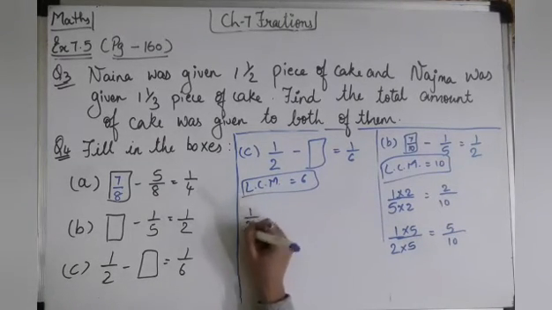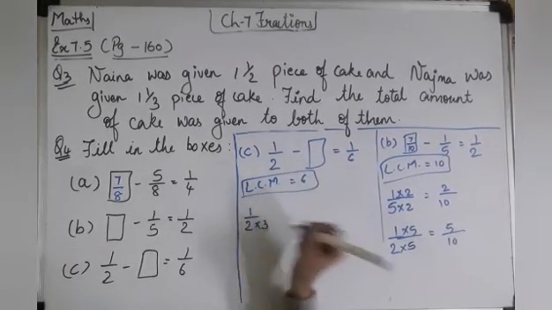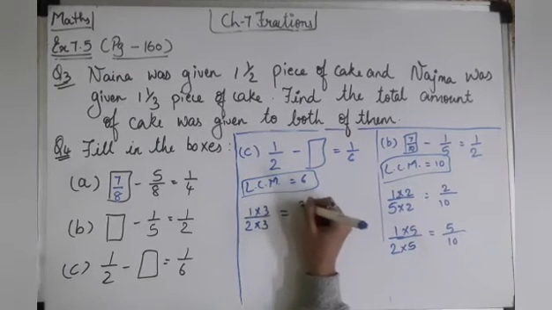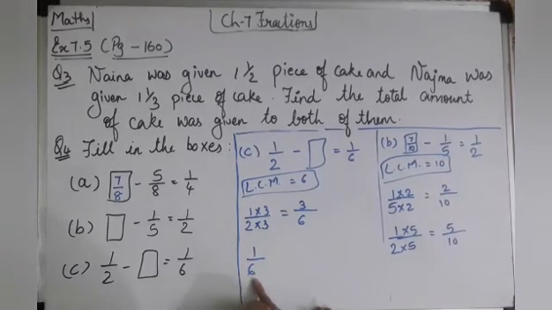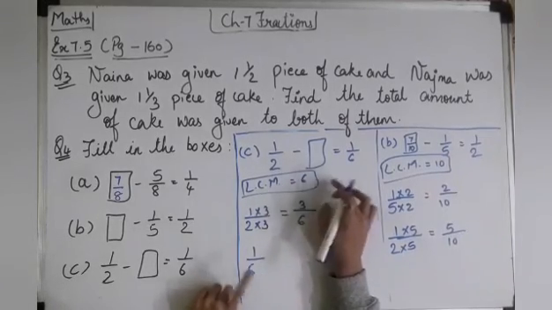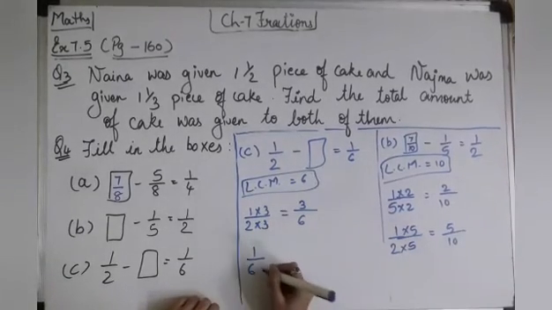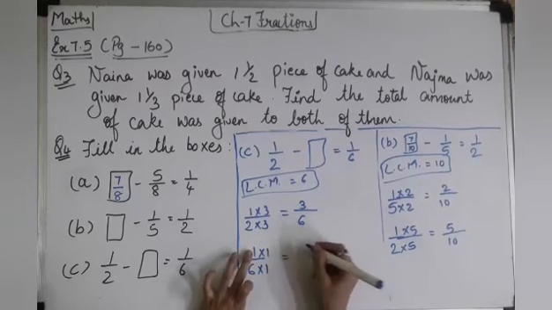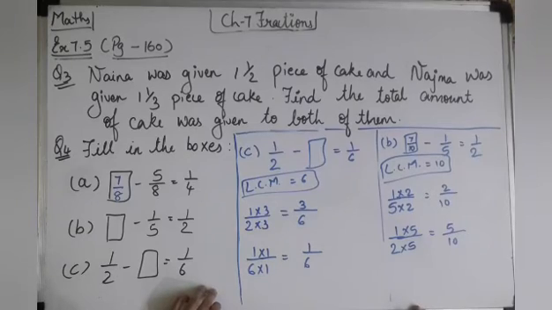So 1 upon 2, into 3, so I'll get 6 in the denominator. So in numerator also I'll multiply by 3. 1 3s are 3 and 2 3s are 6. Then 1 upon 6. Already 6 is there in the denominator and in LCM also 6 is there. Means in denominator we need 6. So by which number will I multiply 6? I will get 6 only by 1, right? So in numerator also I will multiply by 1. So 1 upon 6 is our answer.